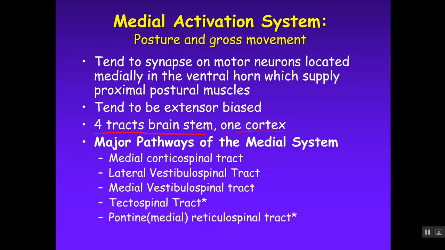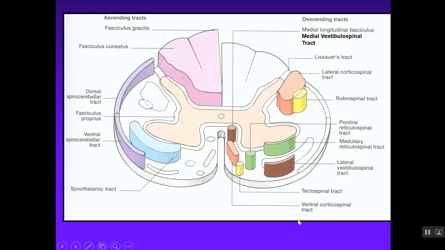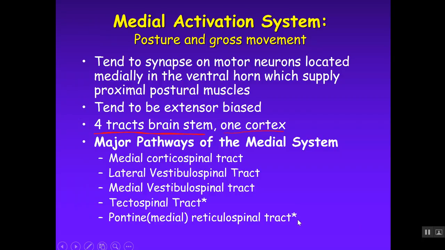The nice part about all the motor tracks we're going to talk about is they just have 2 neurons in their pathway. We don't typically talk about first order, second order, third order neurons; that's typically only in the sensory system. All of these are just 2 neurons in the pathway. So that's all you need to know about that. The ones we're going to cover, some of which are not in your textbook, are the medial corticospinal tract, the lateral vestibulospinal tract, the medial vestibulospinal tract, the tectospinal tract, which I starred because it's not in this current edition, and then the pontine medial reticulospinal tract.